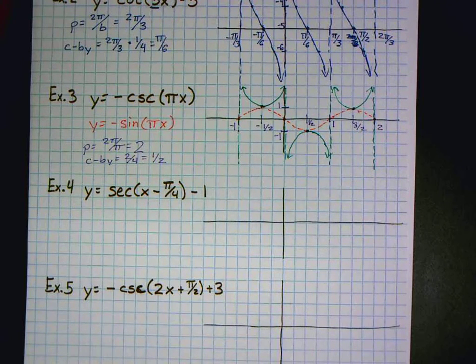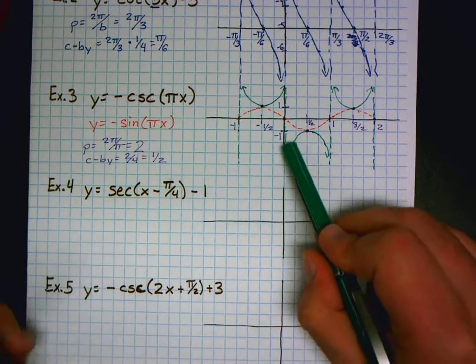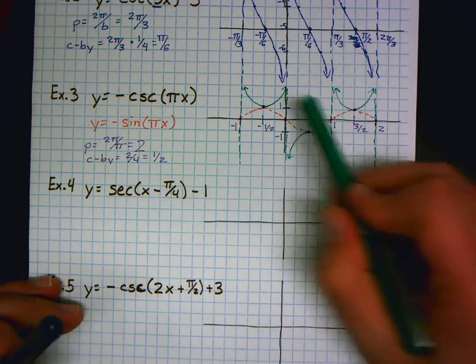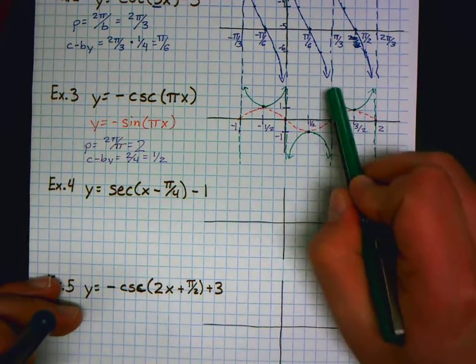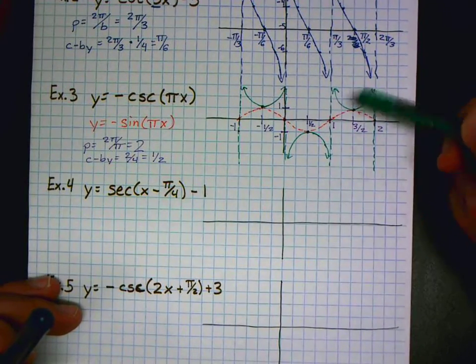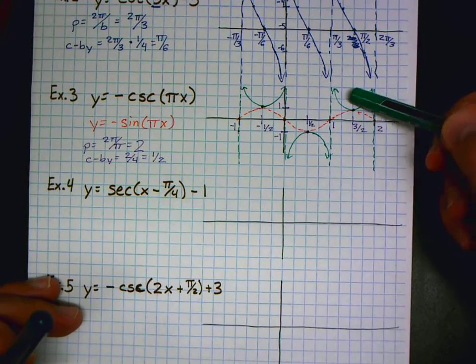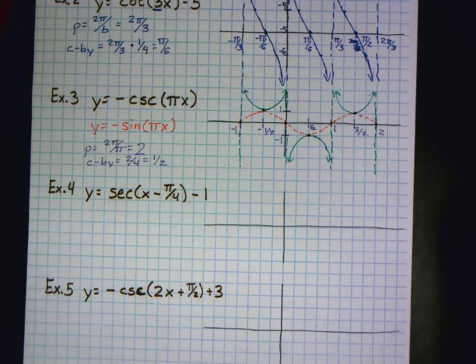So again, I could have graphed cosecant. I could have graphed the cosecant as a negative cosecant because cosecant is originally up here. I could have just done negative and flipped it over and then changed my period. That would have worked too.